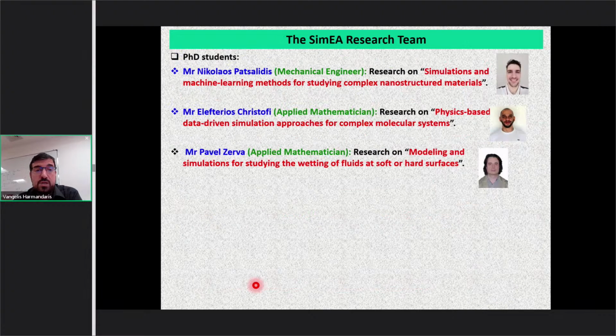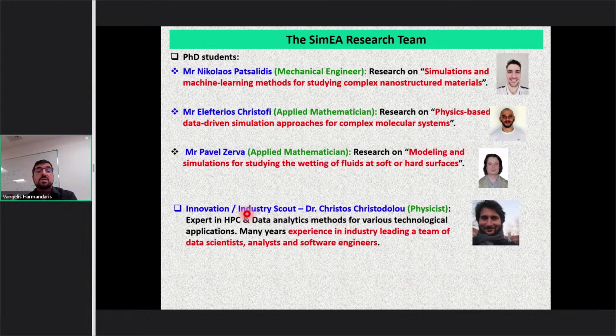Then there are also 3 PhD students who are now starting their PhD. Nikolaos Patsalidis, a mechanical engineer. Eleftherios Christofi, applied mathematician. And Pavel Zerva, also applied mathematician. And beside that, there's another important thing. We have two very important supporting positions.